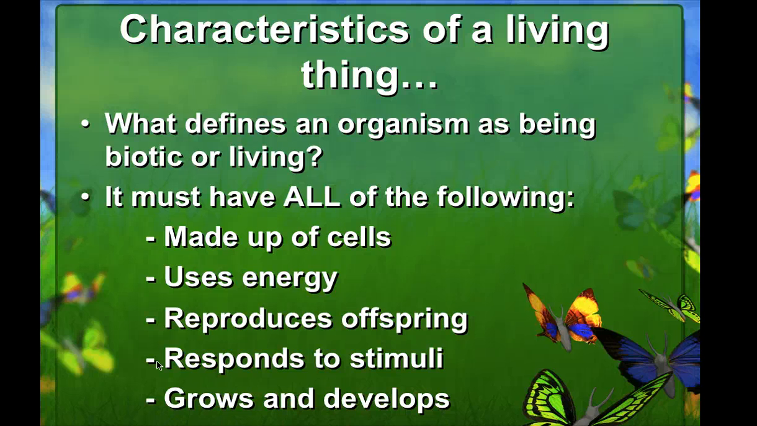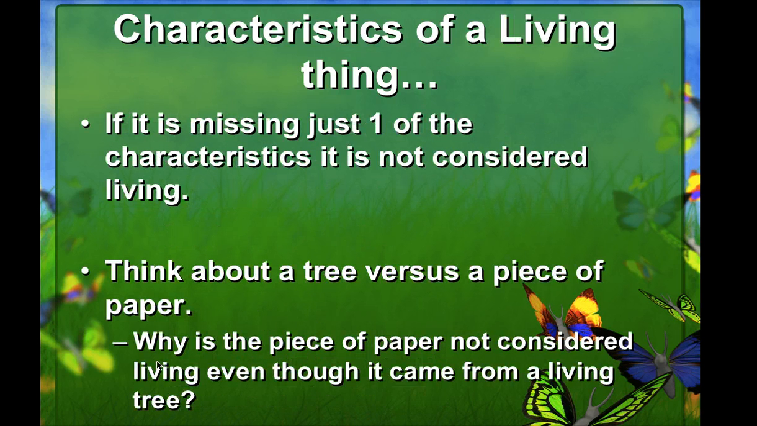It must have all of the following: made up of cells, uses energy, reproduces offspring, responds to stimuli, grows, and develops. We can also add in there maintains homeostasis. If it is missing just one of those characteristics, it is not considered living. So think about a tree versus a piece of paper. Why is the piece of paper not considered living even though it came from a living tree?